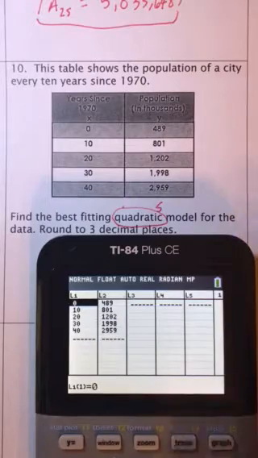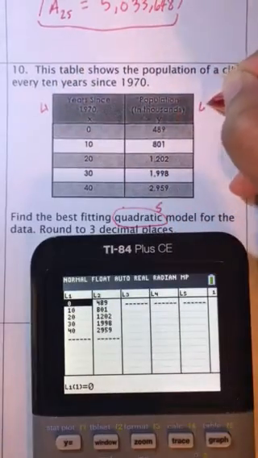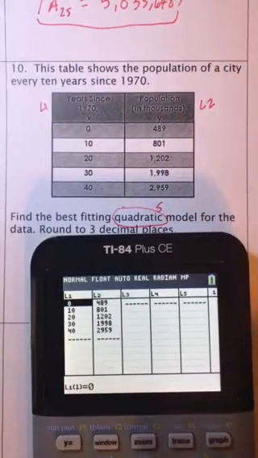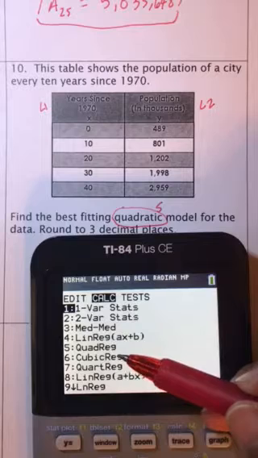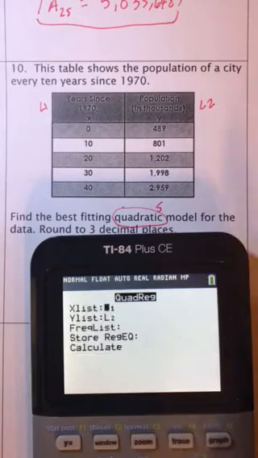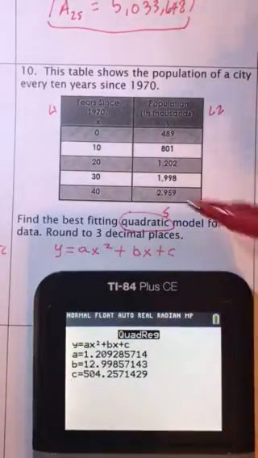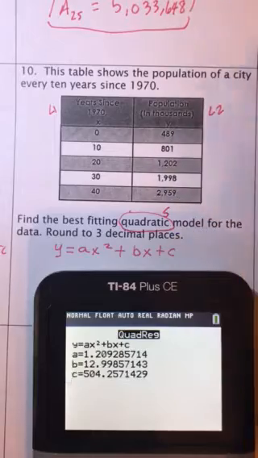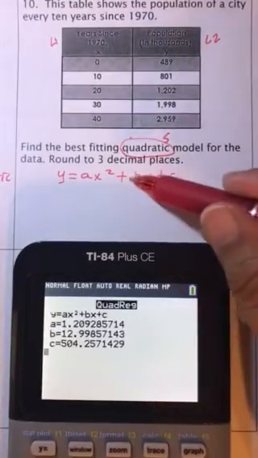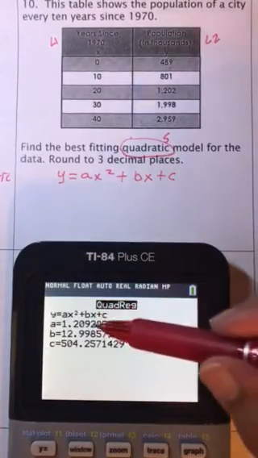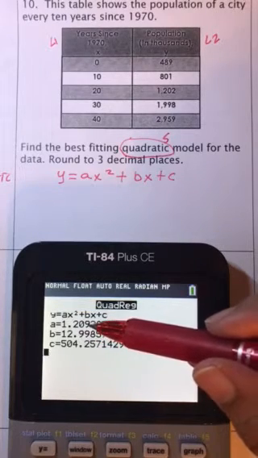So I've already typed this in. L1 are your X's, L2 are your Y's. So now I'm going to go stat. We want to go to calc. Again, we want a quadratic regression. So we're going to go to 5. And then we're going to press enter until we find the equation. Now, if you look, I already have it in that standard form. Now I'm just going to use the calculator, and it tells us specifically to round to 3 decimal places. So if you look here, is that 9 going to round up, or is it going to stay the same? Well, that 2 means we're going to stay the same.